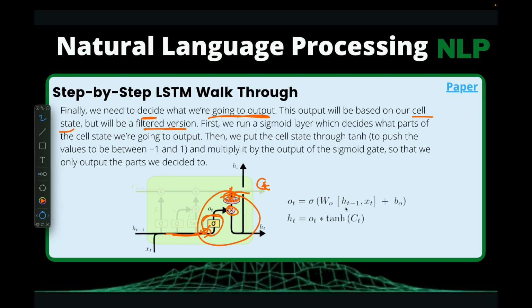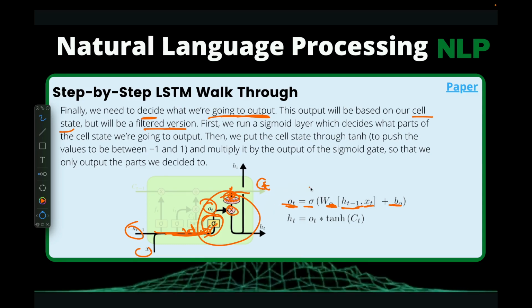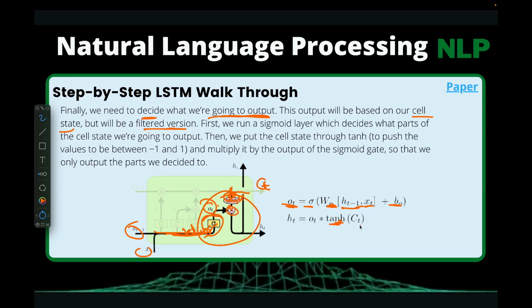Here you can see that we have our HT, the previous hidden state, combined with the current data, flowing through, multiplied by some sort of weight plus some sort of bias. Then we apply the sigmoid on it, and we have this OT. That result OT is multiplied by the CT, on which we have applied the tanh. We multiply both of them, and we have our final output, which is HT.